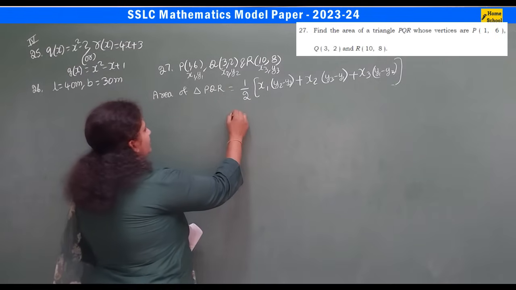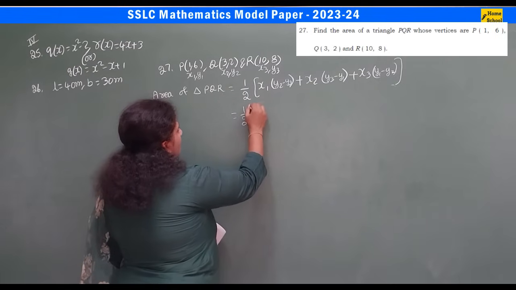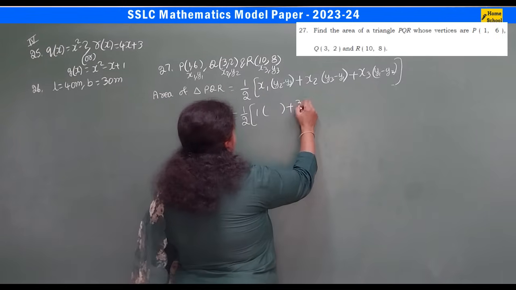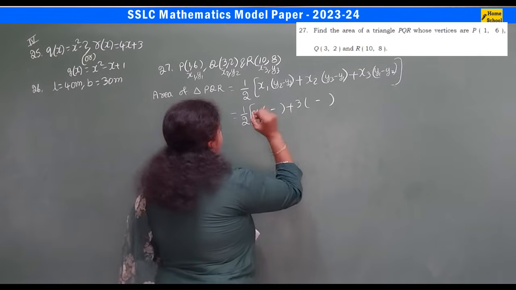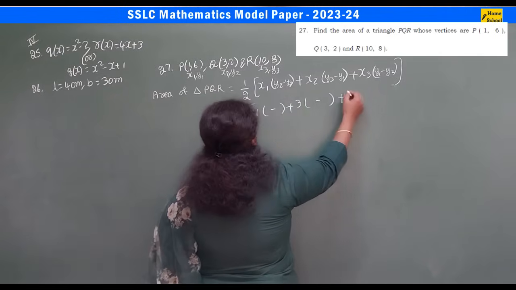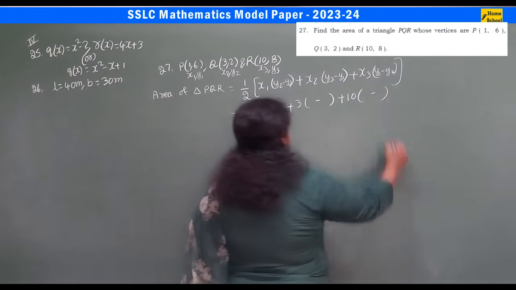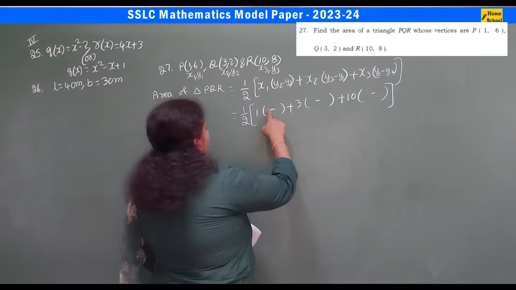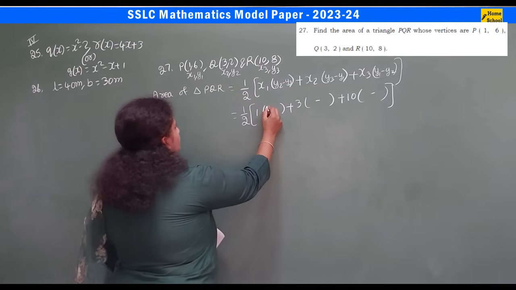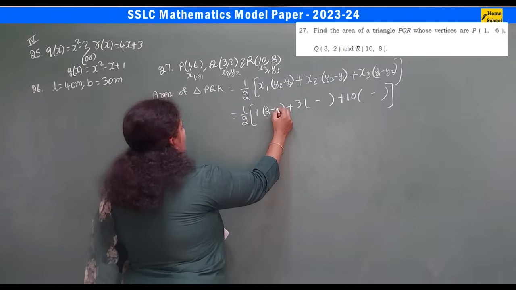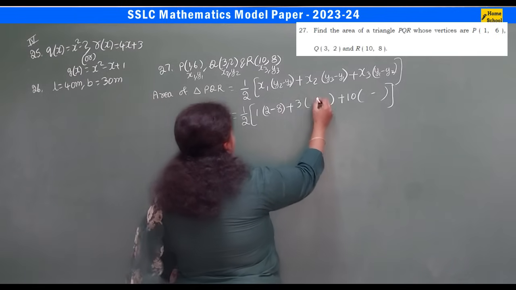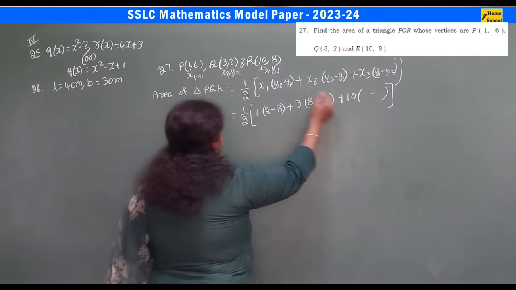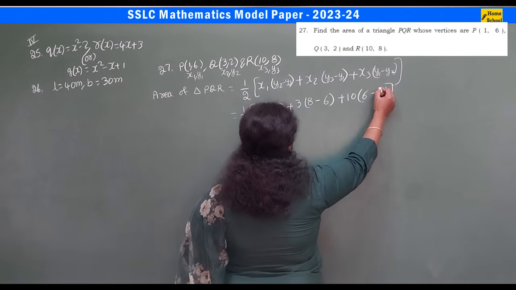Now substitute these values. 1 by 2 into x1, which is 1, into, plus x2, which is 3, into, plus x3, which is 10, into. You can put a minus in the middle also. You don't make mistakes if you do it directly like this. Now y2 value is 2, y3 value is 8, y1 value is 6, y2 value is 2.